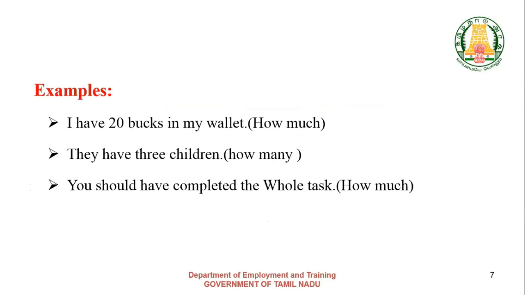So we have examples here. I have $20 in my wallet. The $20 answers the question how much. So how much? $20. Second one, they have 3 children. So here we can have a question, how many? 3 children. How many? 3 children. Next example, you should have completed the whole task. Here the question is how much? The answer to the question is the whole task.